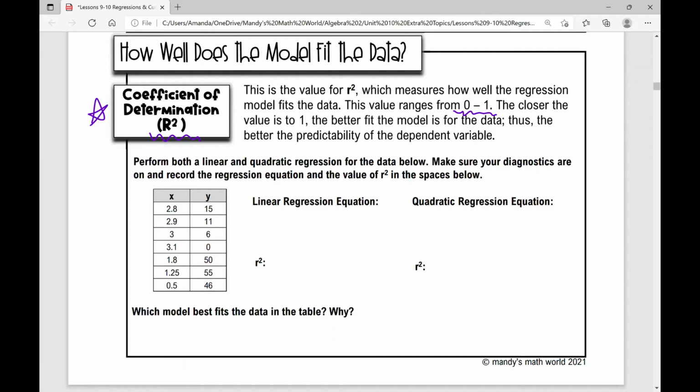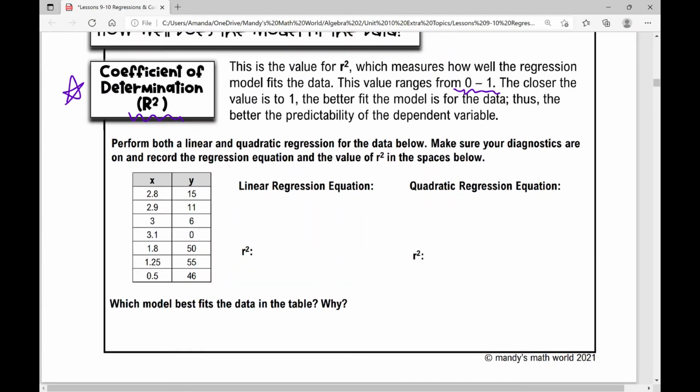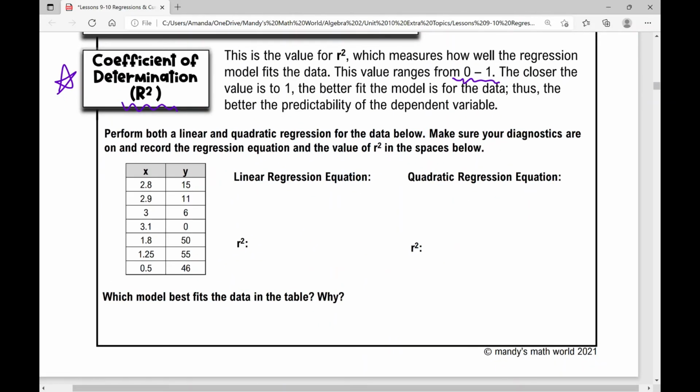So let's move on. Grab your calculator, and we're going to plug this data into our calculator, and then we're going to perform both a linear and quadratic regression. We're going to make sure our diagnostics are on, and we're going to record the regression equation and the value of r squared in the spaces below.